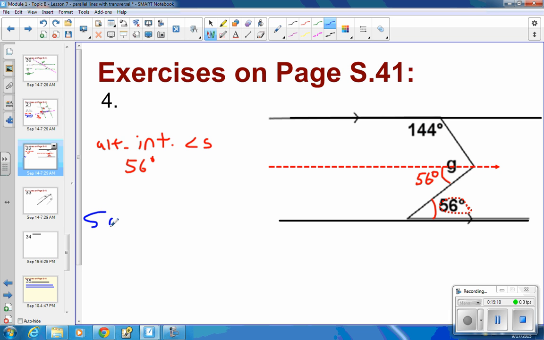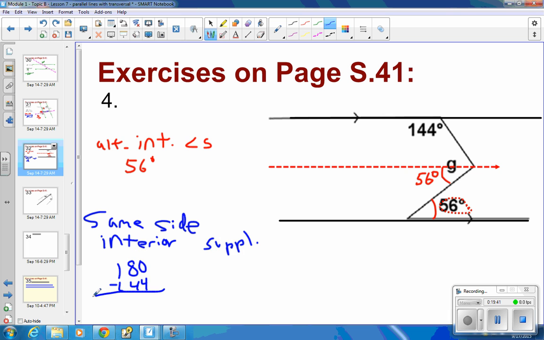So I've got same side. So that's the same side of my transversal and interior. Interior means between my parallel lines. So between this black parallel line and this red auxiliary parallel line. So this 144, and these have to be supplementary. So same side interiors are supplementary. So I take the 180, I subtract off the 144, and that's going to give you a 6. Borrow 1 from the 8, make it a 7. 7 minus 4 is going to give you 3. So that makes this angle here 36 degrees.